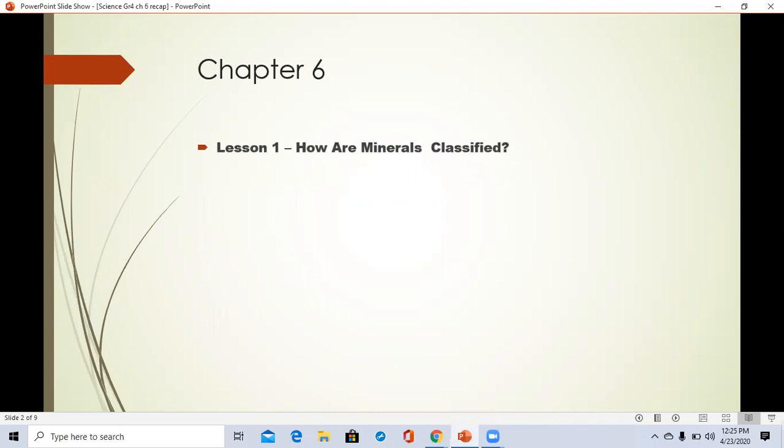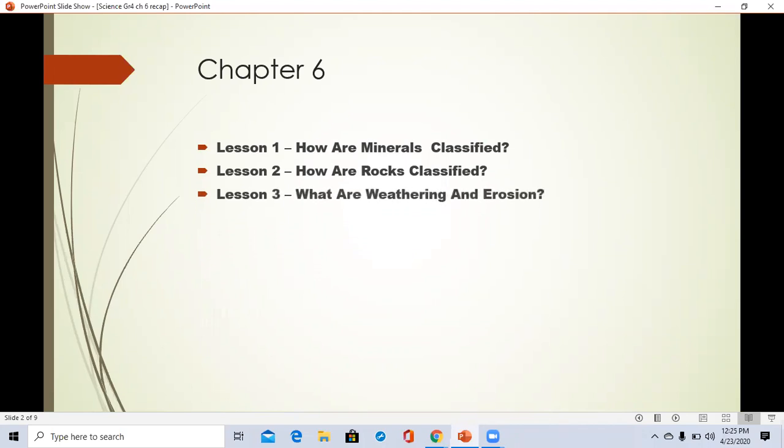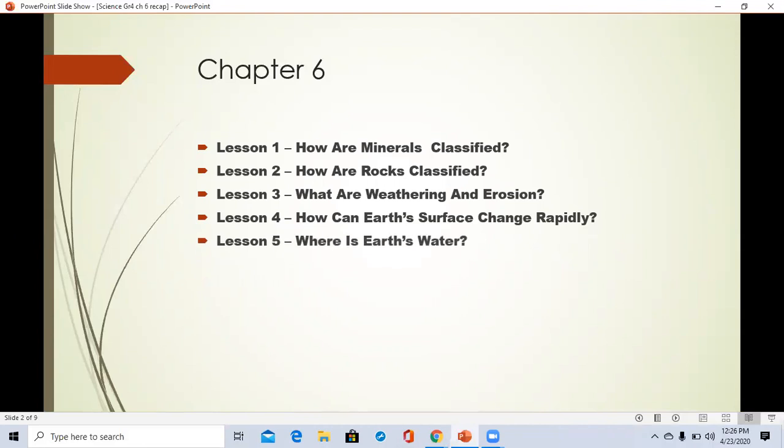In lesson 1, we looked at how minerals are classified. There are 6 ways of classifying minerals, and you need to understand those classifications. In lesson 2, there are 3 ways to classify rocks, and you need to understand how to classify those rocks. In lesson number 3, we look at what is weathering and erosion. In lesson number 4, we will look at how Earth's surface can change rapidly. Lesson number 5 is where is Earth's water. And in lesson number 6, we will look at what the water cycle is all about.